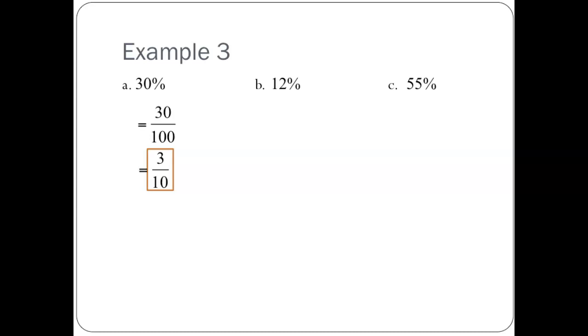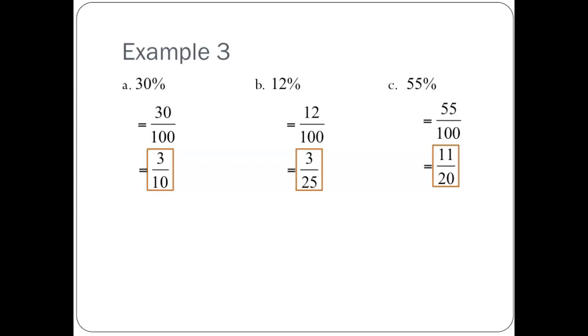All right, 12%. So this is going to be 12 over 100. It looks like we can simplify this a little further. In fact, both of those are divisible by 4, which will leave us with 3 over 25. All right, and then the last one here, we have 55%. Write that as a fraction. That would be 55 over 100. And see if we can simplify that any further. And it looks like we can because both are divisible by 5. So this will end up being 11 out of 20.